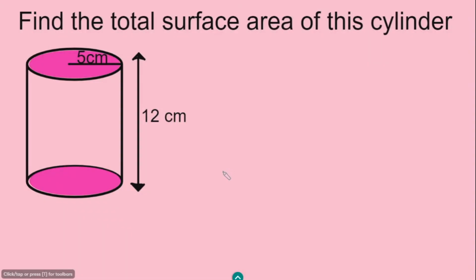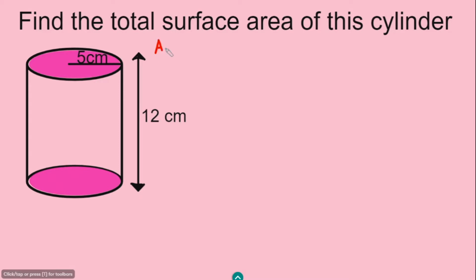To find the total surface area of the cylinder, I've got to find the area of the top shape, which is a circle, and then the area of the bottom, also a circle, and then the curved part around the cylinder. So first, let's begin by finding the area of the top shape, the circle.